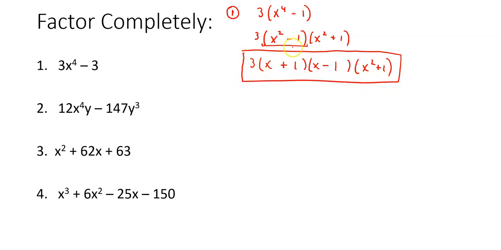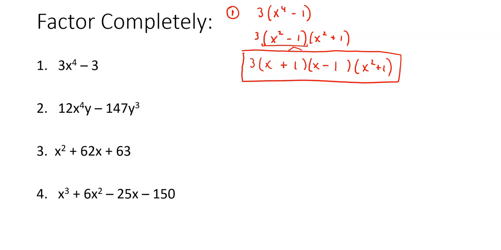So realize that if that x squared minus 1 is not a prime factor, right, I can still factor it further, then do it. Don't try to factor that x squared plus 1. There's no two numbers that have different signs that add up to 0 and multiply to be positive 1. Doesn't work.